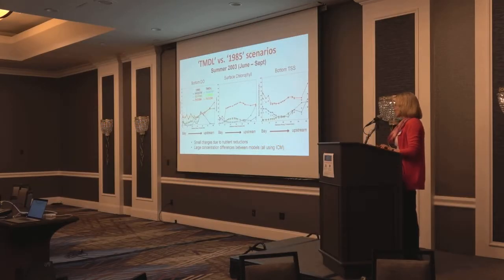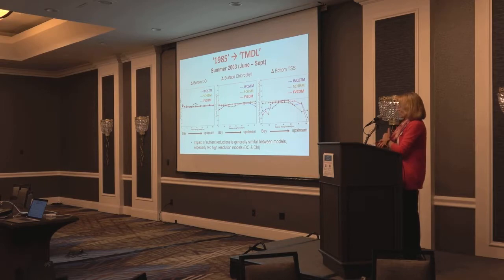And so the point here is that we really get very small changes due to the TMDL. I should say that the darker lines are the 1985 lines and the TMDL are the lighter lines, but they pretty much overlay each other in many cases here. You see a little difference here, but generally the differences between the models, between the red and the green and the blue, are dramatically larger than the difference due to the TMDL nutrient reductions. And interestingly, we see large concentration differences in chlorophyll and TSS between the models, even though they're all using the ICM model.